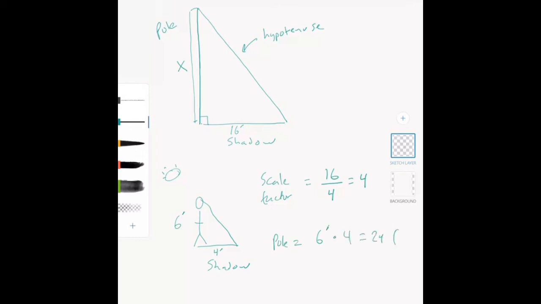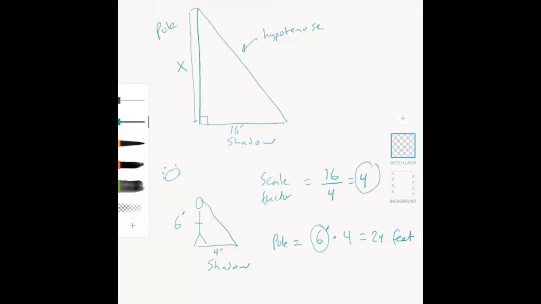which is 24 feet. Now, it just turned out that my numbers worked out nice and neat, that my scale factor was a whole number and that my height was a whole number. It's okay if you end up with a decimal for your scale factor or for your measured height.